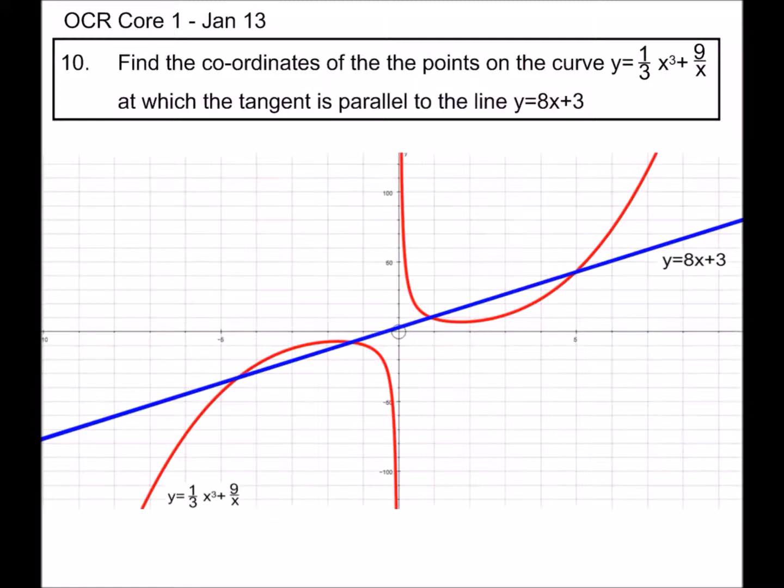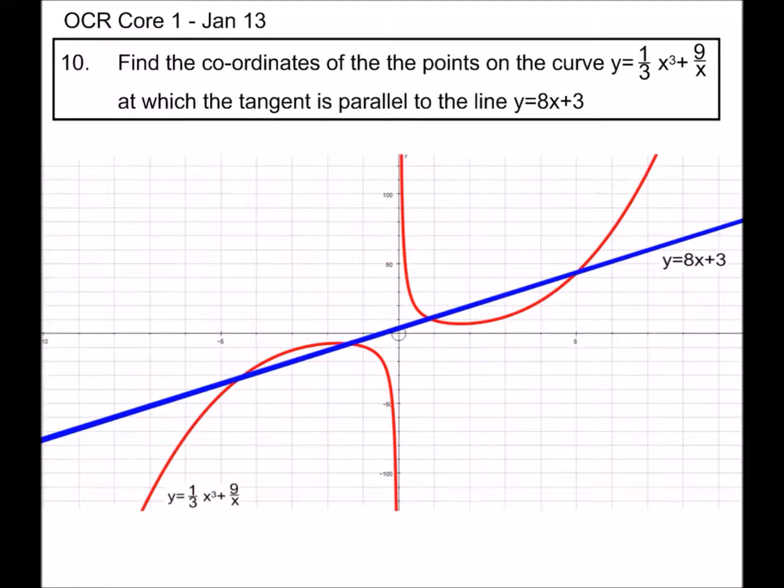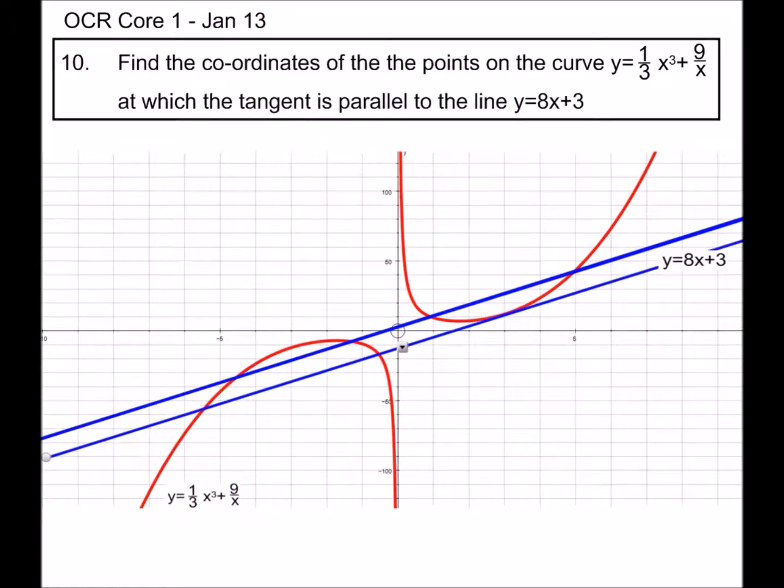So let's have a look at what the graphs look like. The graph in red is the graph of a third x cubed plus 9 over x. The graph in blue is our line y equals 8x plus 3. And the question's asking where, if I draw a tangent onto the red graph, at which coordinates would my tangents be parallel to the original line?